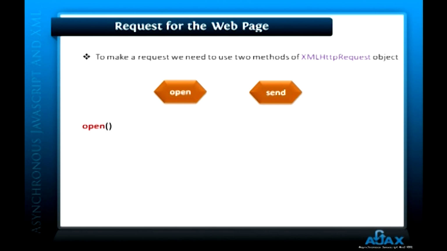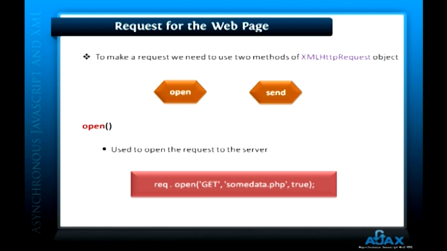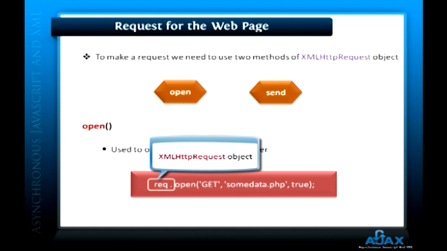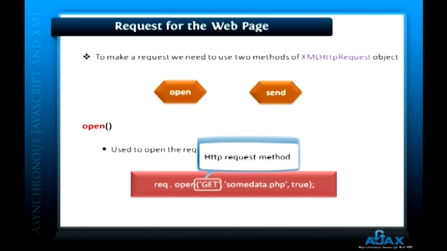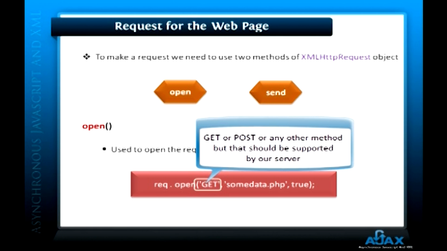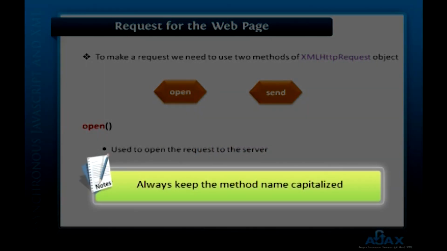First, let's talk about the open method. Actually, this open method is used to open the request to the server like this. Here, this req is the XML HTTP request object, and this method open takes three parameters, where this first parameter is the HTTP request method, and it can be either GET or POST or any other method, but that should be supported by our server. And one more thing is, always keep the method name capitalized, because some browsers, like Firefox, may not process the request.